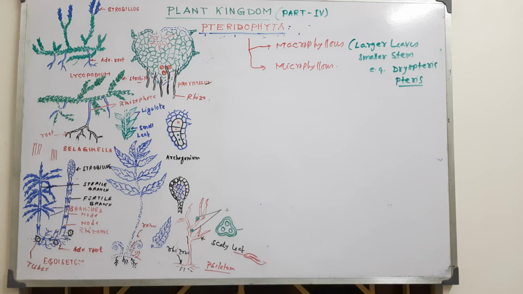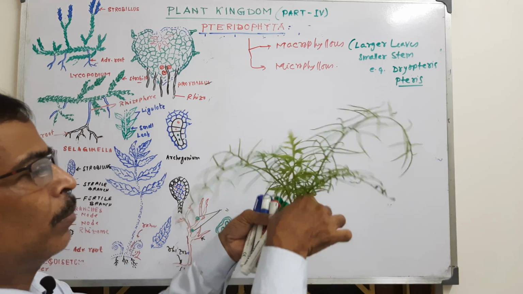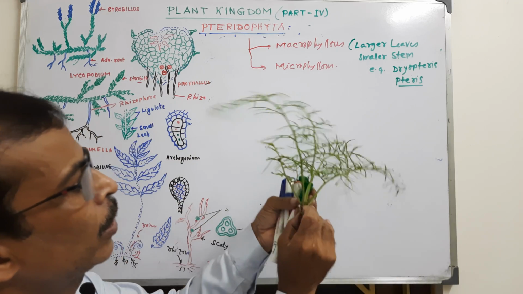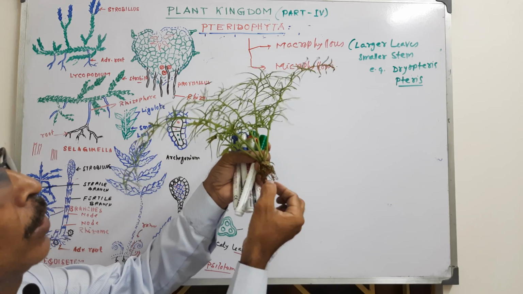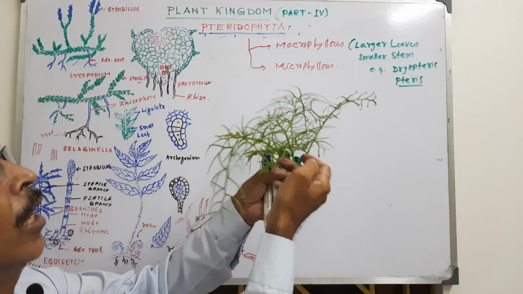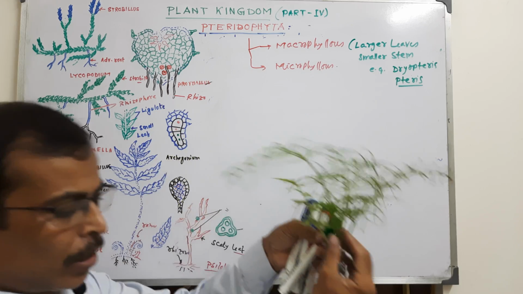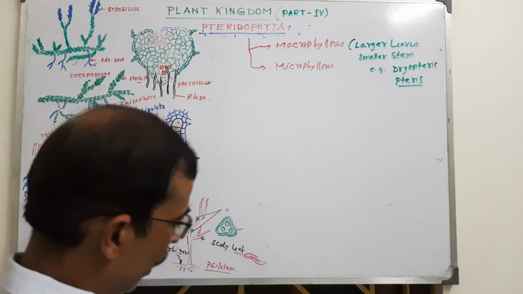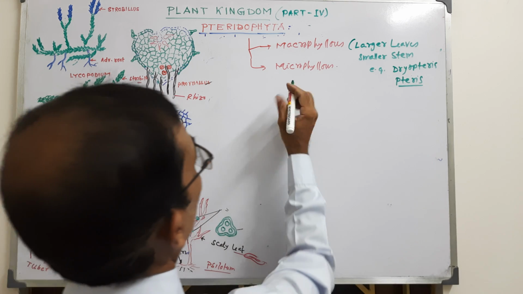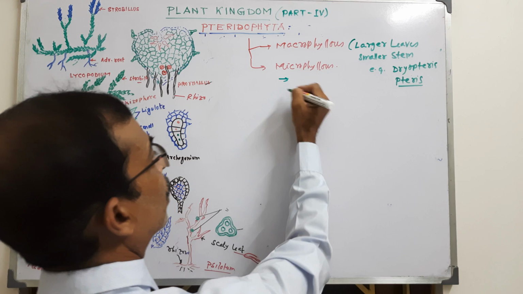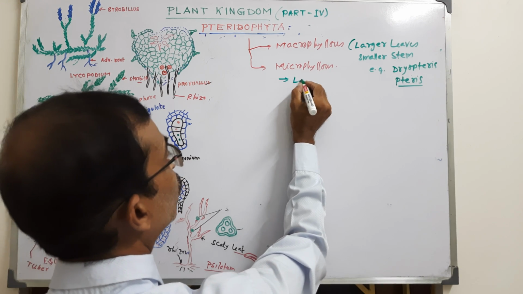Here also is one type of plant. There the stem is very small. This is the rhizomatous stem, this is an adventitious root, and this is a large leaf. So it is macrophyllous in nature. Next, microphyllous. These are microphyllous, with small leaves.